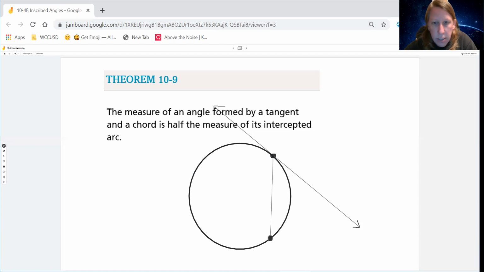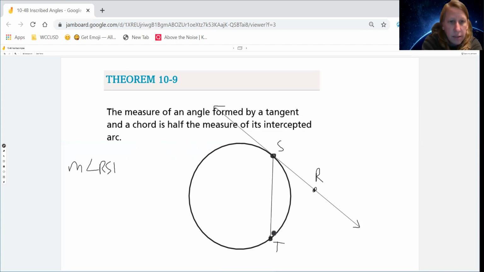And I can name some of these points. I can name the tangent line R, and maybe S, and maybe T. So we have tangent line SR, and we have a chord ST. And this says that the measure of the angle formed by the tangent, so the measure of the angle RST, is equal to half the measure of the intercepted arc. So where's the intercepted arc here?